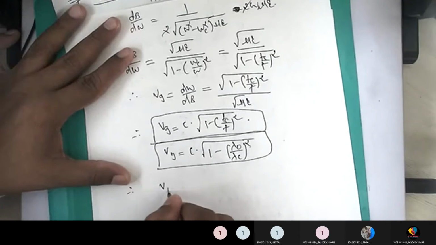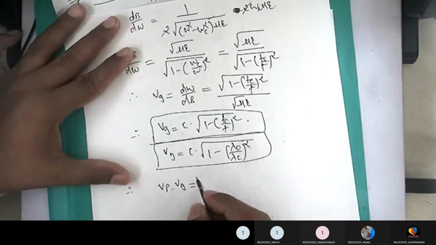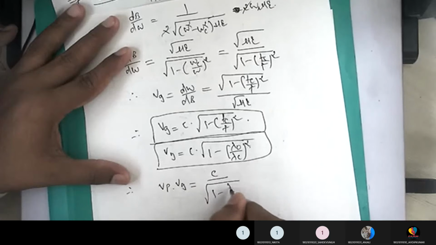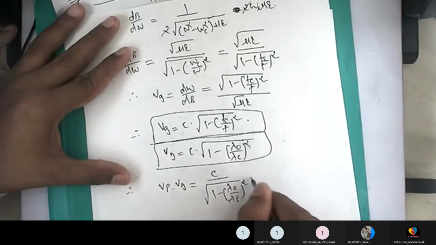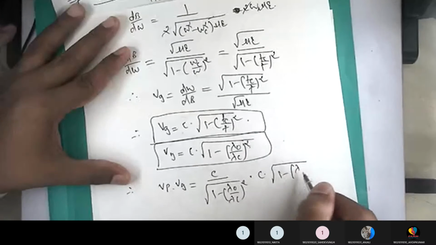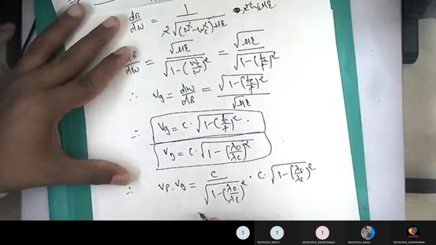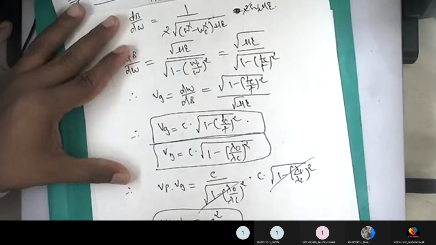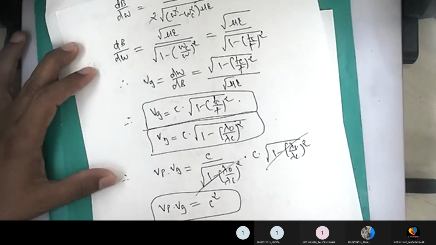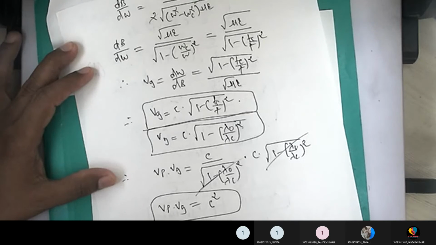If you take vp into vg, where vp is our phase velocity, defined in this way as c over square root of 1 minus lambda 0 by lambda c whole square, and we have defined the group velocity as c into square root of 1 minus lambda 0 by lambda c whole square, then it is very clear that this part will cancel out and you will get c square. So please remember that the relation between the speed of light, the phase velocity and the group velocity is vp into vg equals c square. This is also a very crucial expression to understand the group velocity and the phase velocity.